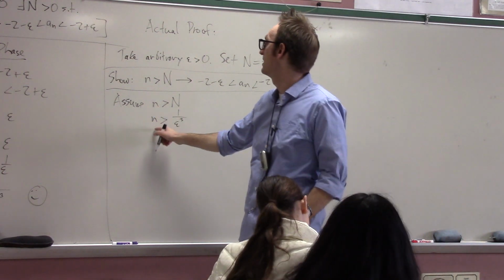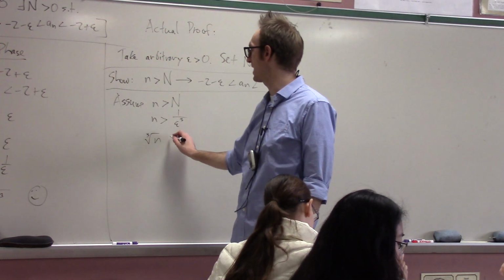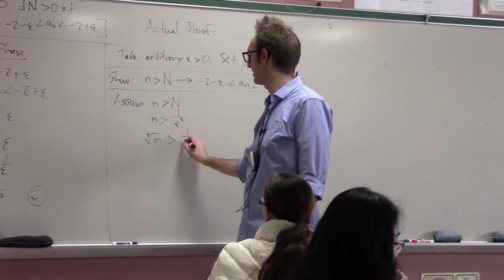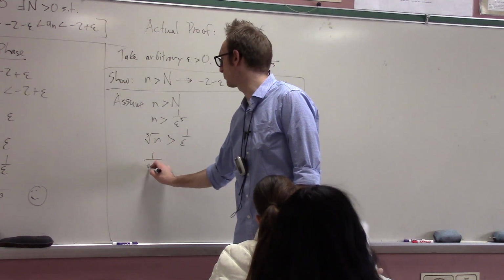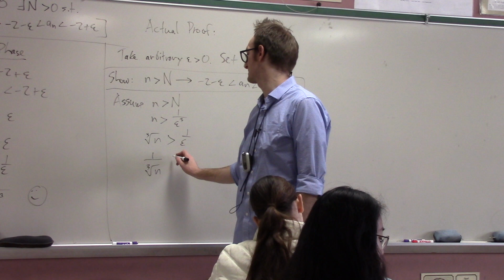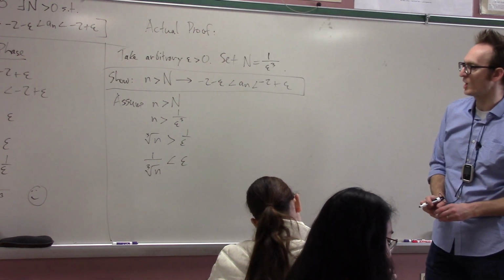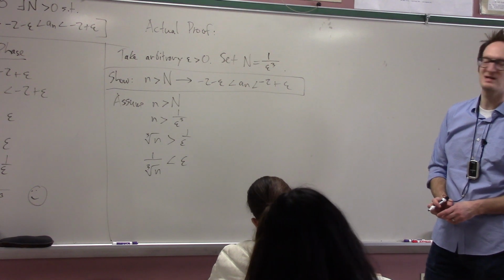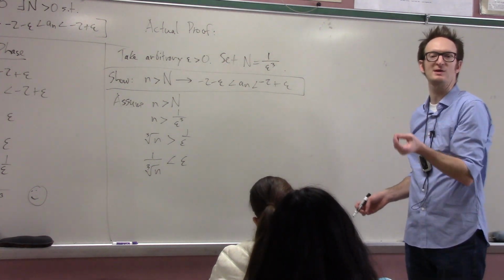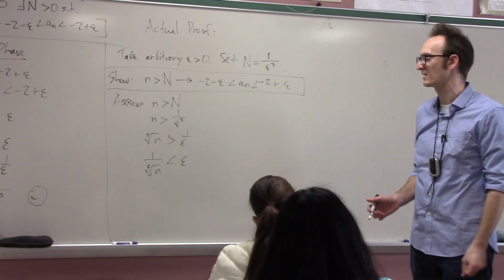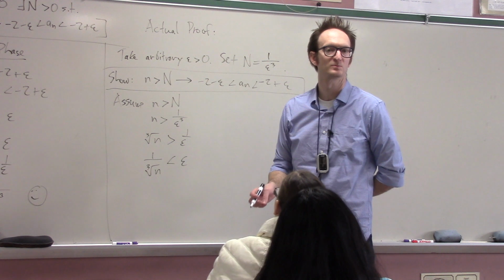So I can cube root both sides, so this tells me that cube root n is greater than 1 over epsilon. I can reciprocate both sides, so 1 over cube root n is less than epsilon. Okay, and now there's a slightly awkward moment, in which, in order for it to be part of the technical definition, I do need to show that it's between. So how do I get that it's between negative epsilon and epsilon?